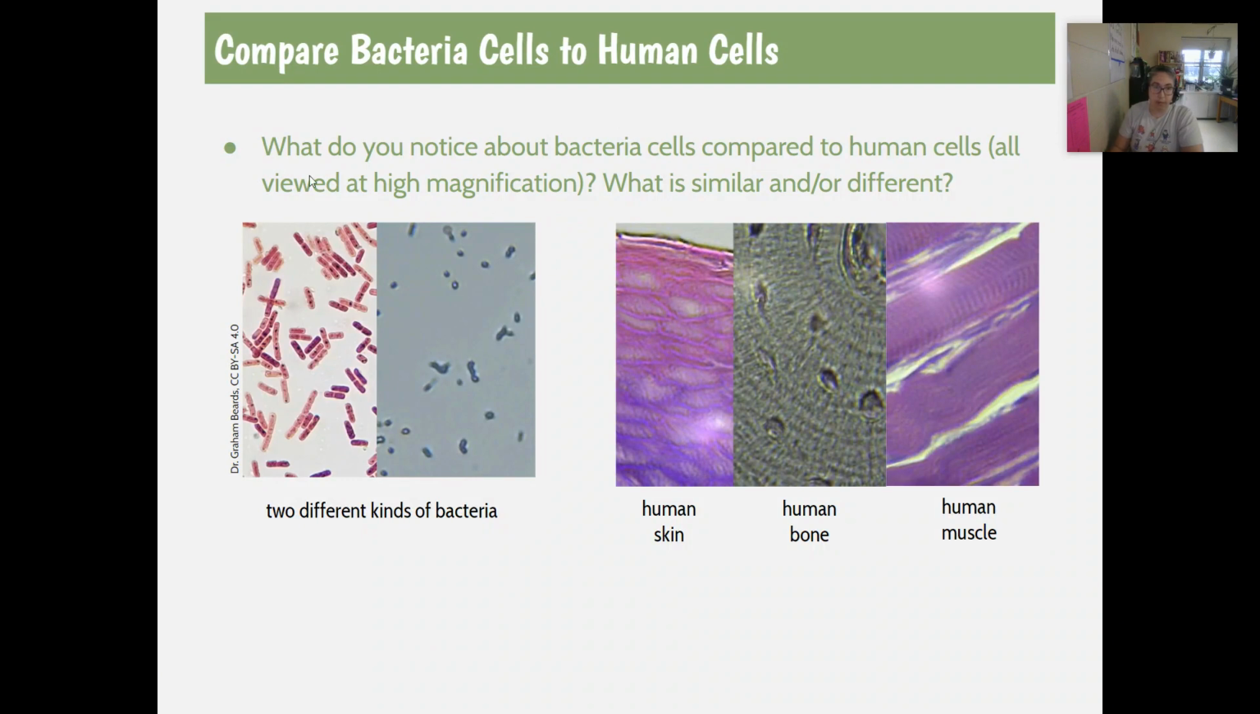So we're going to compare bacteria cells to human cells. So what do you notice about bacteria cells compared to human cells? All viewed at high magnification. On the left, we have two different types of bacteria cells, and on the right, we have the three major types of human cells that we've been looking at. So think about what you notice that is similar between all the cells, and what do you notice that is different?